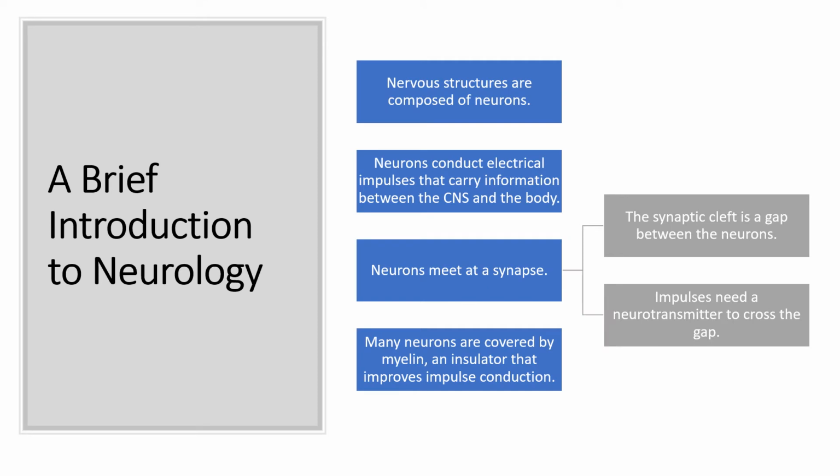Nervous structures are composed of neurons, and neurons conduct electrical impulses that carry information between the CNS and the body. Neurons meet at a synapse, and the synaptic cleft is a gap between the neurons. Impulses are transmitted across that synaptic cleft via neurotransmitters. Many neurons are covered by myelin, which acts as an insulator that improves impulse conduction.